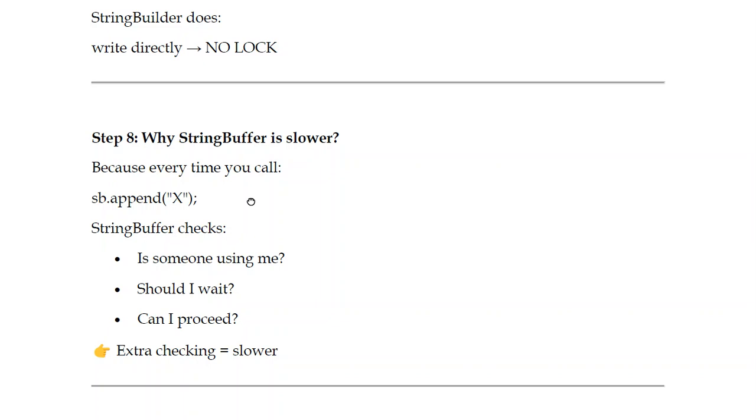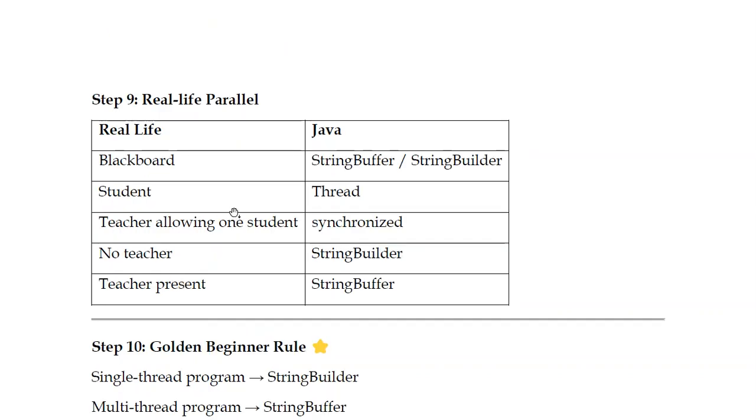This is the reason string buffer is slower also. Every time you call sb.append of x, it will check: is someone using me? No. So should I wait or proceed? Because if someone is doing the operation, you should wait. If it is free, you can do it, and other threads will execute. This is the reason string buffer is slower. Slower is not a big problem, but data consistency is better and data loss is less.